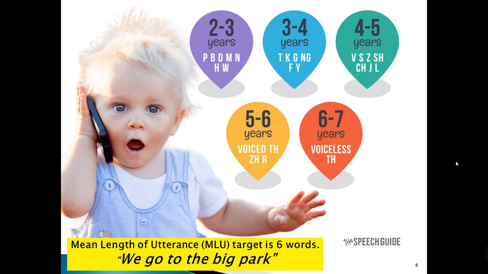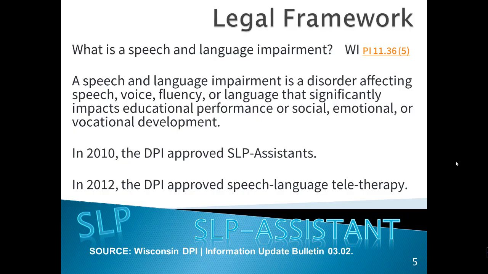Something down below, mean length of utterance. How many words would we expect a child to say? Once we get up to about 6, and that's at kindergarten, that's considered normal. So even as adults, we say about 6-word utterances. We go to the big park.